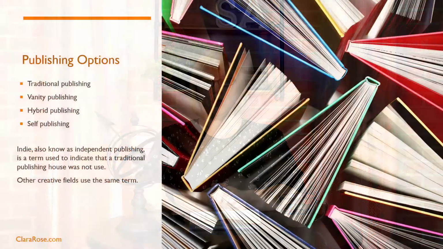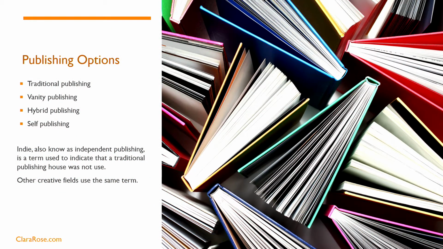So today, we're going to talk about the other types of publishing that are available to you. So what are your publishing options as a new author or returning author? So you have traditional publishing, which of course we talked about last week. There's vanity publishing, which I briefly touched on, but I'm going to go a little bit more into depth for you today. Hybrid publishing, which you may or may not know what that means, and then self-publishing, which of course everyone has heard of.